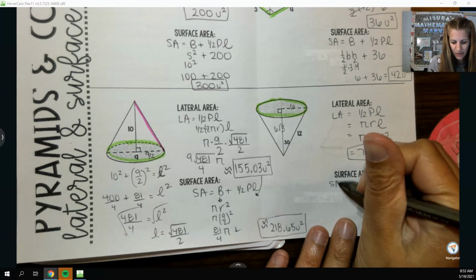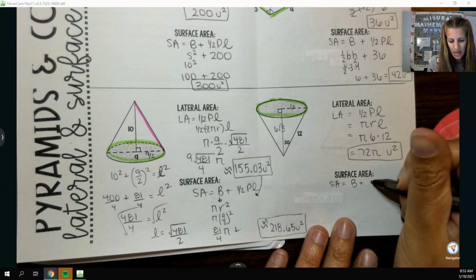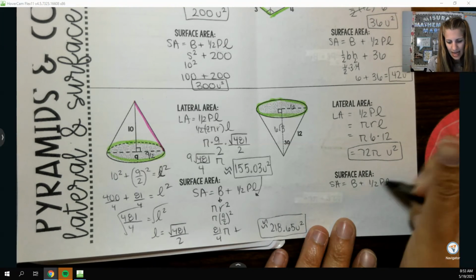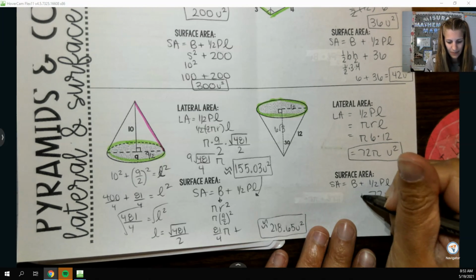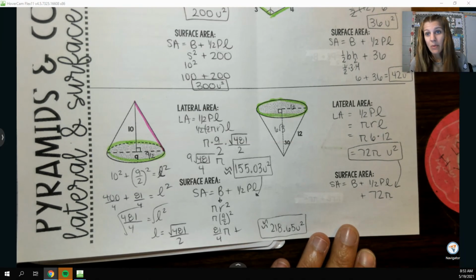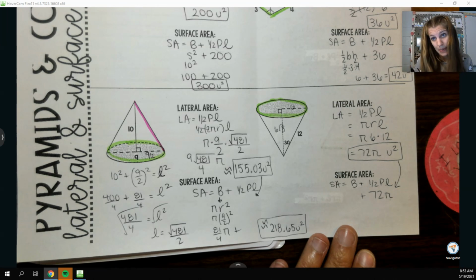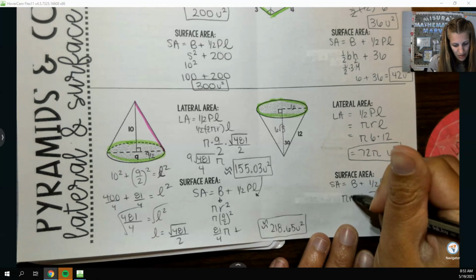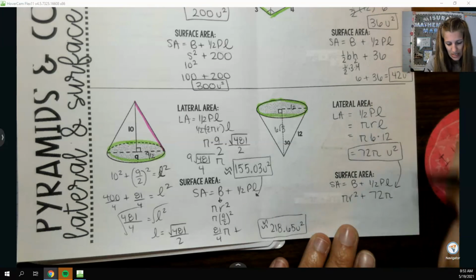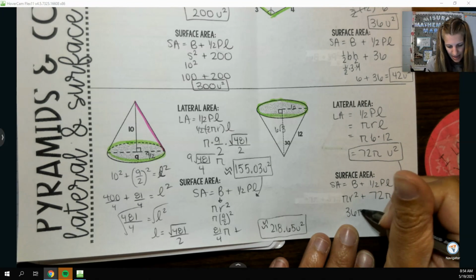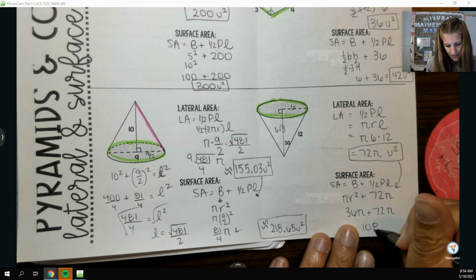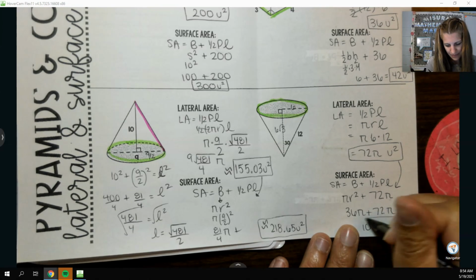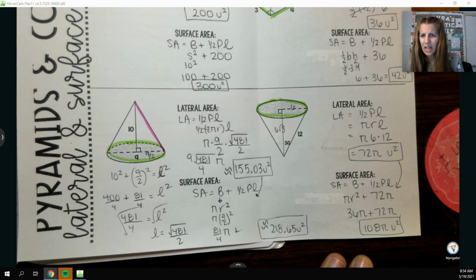And so then to find surface area, we're going to do area of the base plus half PL, or that lateral area there. So the 72 pi can just come here. And then the area of the base, shape is a circle, so pi r squared. And the radius was 6. So 36 pi plus 72 pi is 108 pi units squared. I'll see you in the volume one.